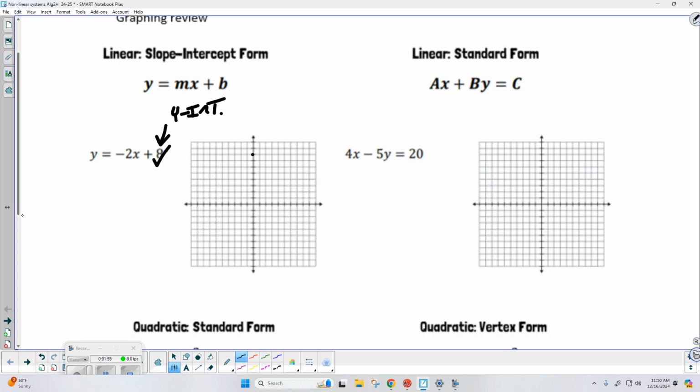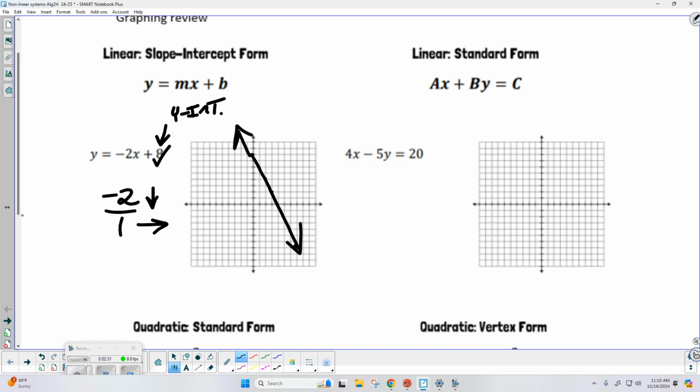Now, my slope is the coefficient of x. If it's not a fraction, I'm going to put it over a fraction, because we always like to think of slope as rise over run. So from here, I'm going to go down 2 and then 1 unit to the right. From this y-intercept of 8, down 2, 1 to the right, down 2, 1 to the right. You can do this as many times as you like, but you only need 2 points to make a line.